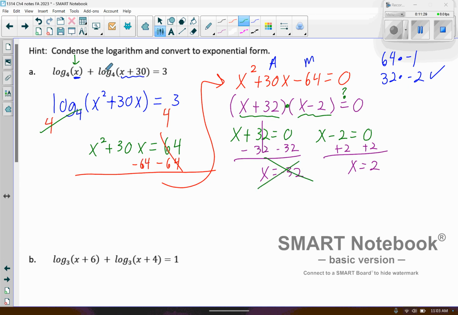Now, positive 2 doesn't cause an issue. If I plug in 2, that's great. If I plug in 2 here, that's not a problem. And so 2 is actually my only solution that works. So I have to reject the negative 32.